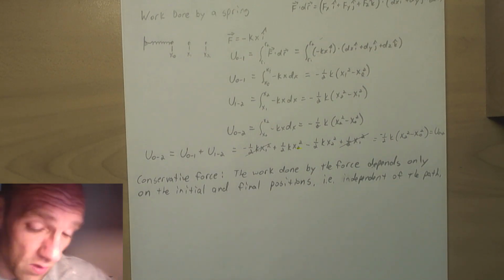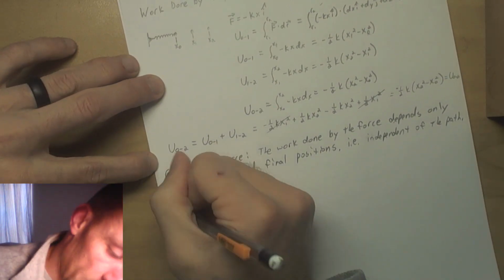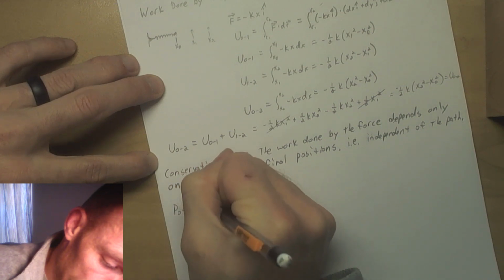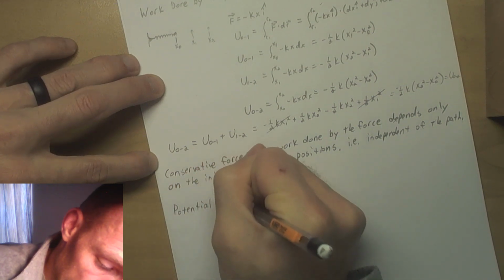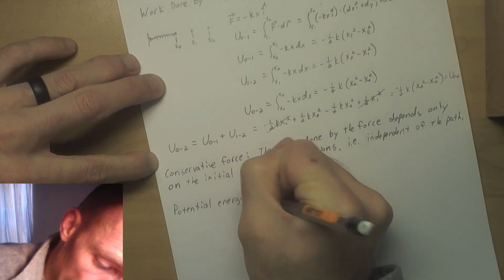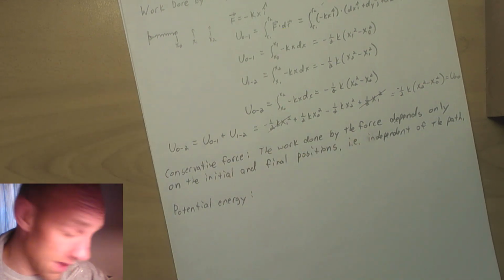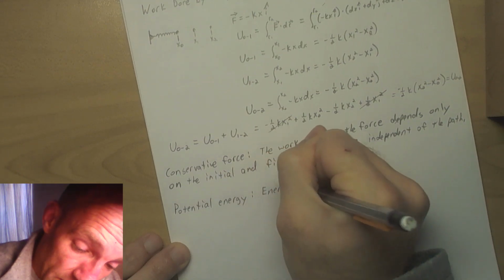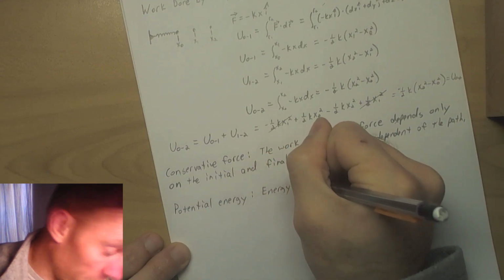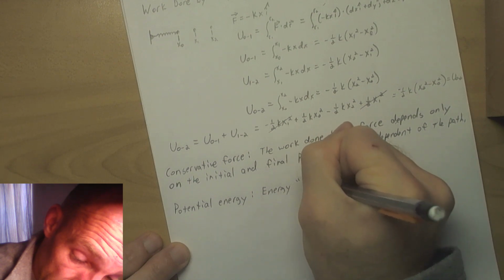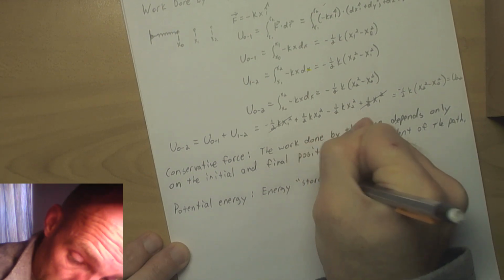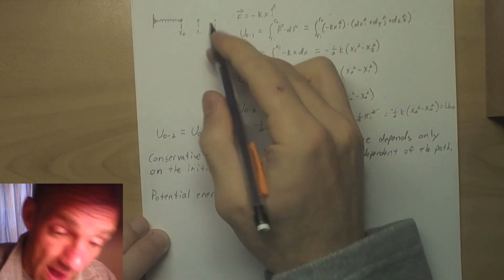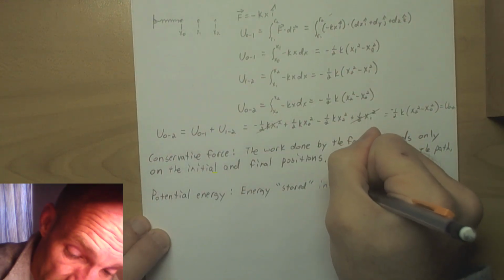Now, there's another definition that's implied here, the idea of potential energy. Now, potential energy is energy that can be stored in the mass, in this case, in an object.